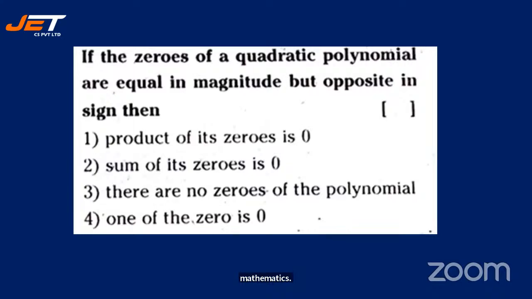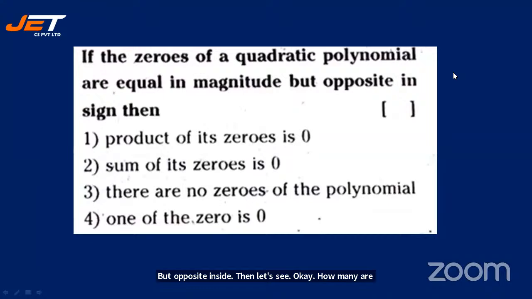If the zeros of a quadratic polynomial are equal in magnitude but opposite in sign, then what does it mean? Product of its zeros is 0. Sum of its zeros is 0. There are no zeros of the polynomial, or one of the zeros is 0. Do you understand the question? If the zeros of a quadratic polynomial are equal in magnitude but opposite in sign, let's see how many are going to give me the right answer.